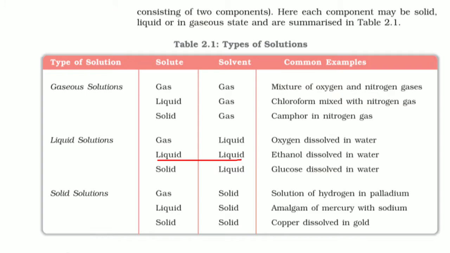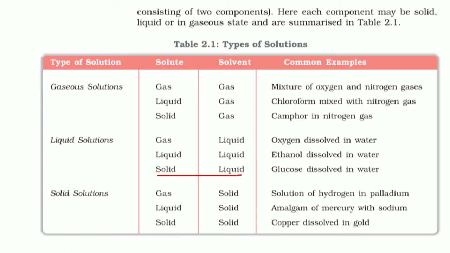Actually this ethanol dissolved in water is mainly used in sanitizer. More than 60 or 70% ethanol is mixed with water to prepare the sanitizer. Some other components are also used, like a little amount of hydrogen peroxide, and also some aloe vera. And the third category is solid in liquid.